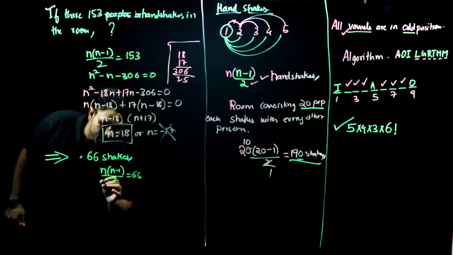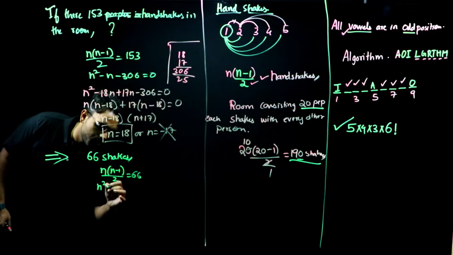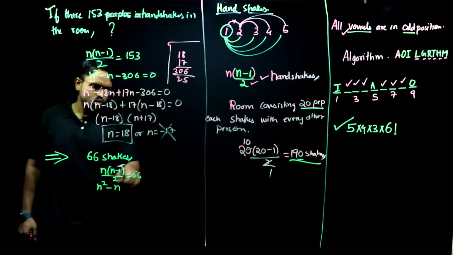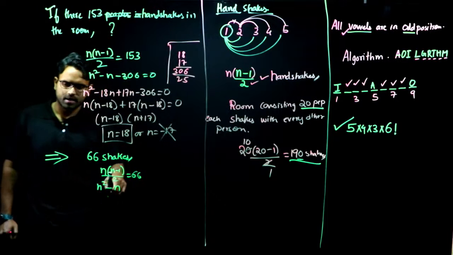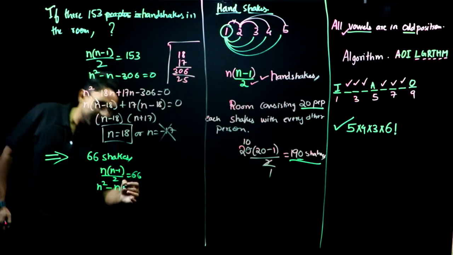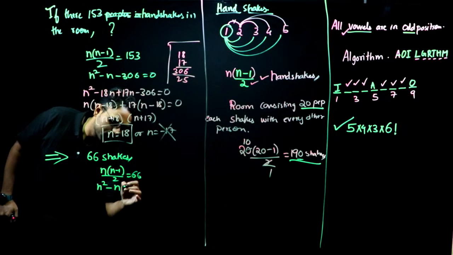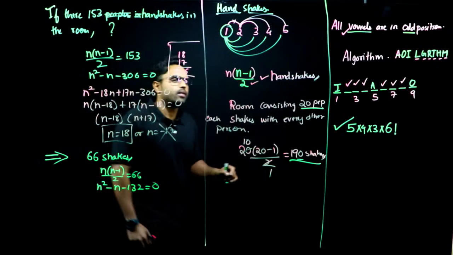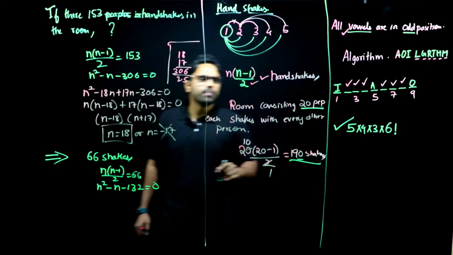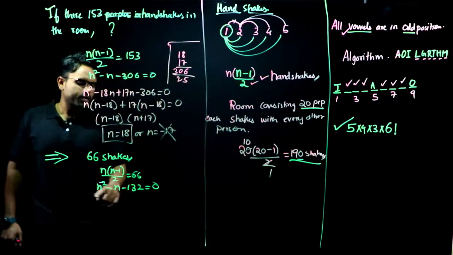What do I need to do? n square minus n, 2 goes there. So that gives me how much? 132. Yes. If I take it onto this side, minus 132, that is equal to 0. So this will be what? How do I have to see?